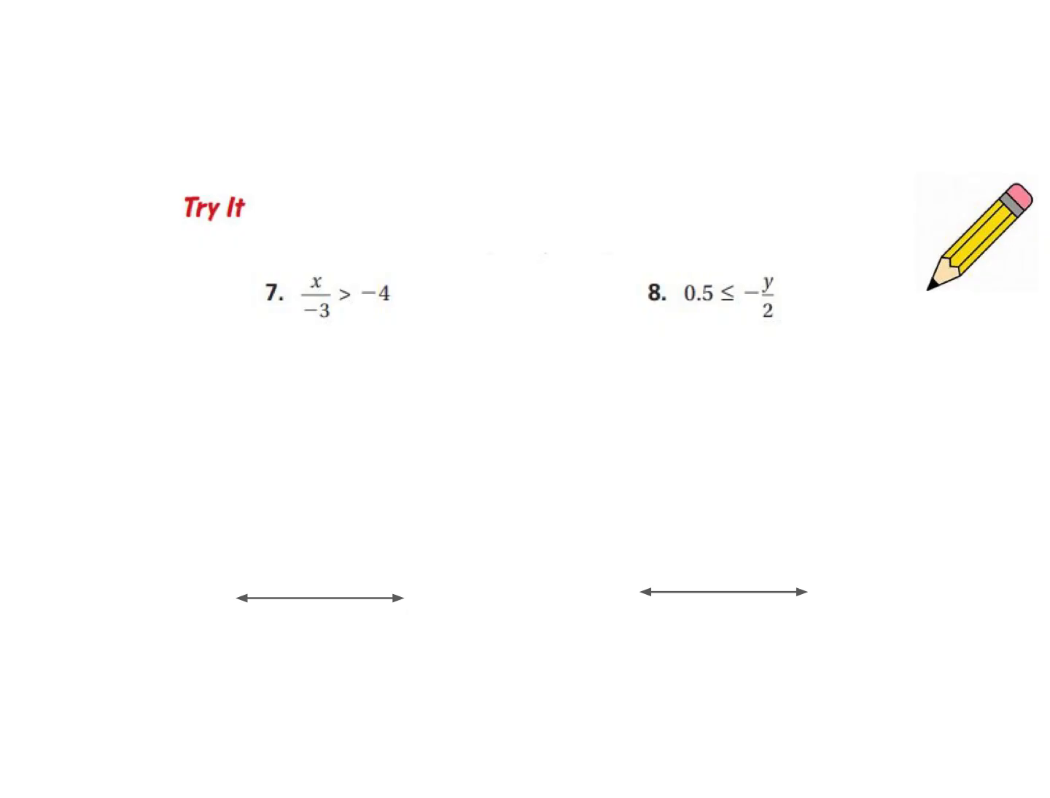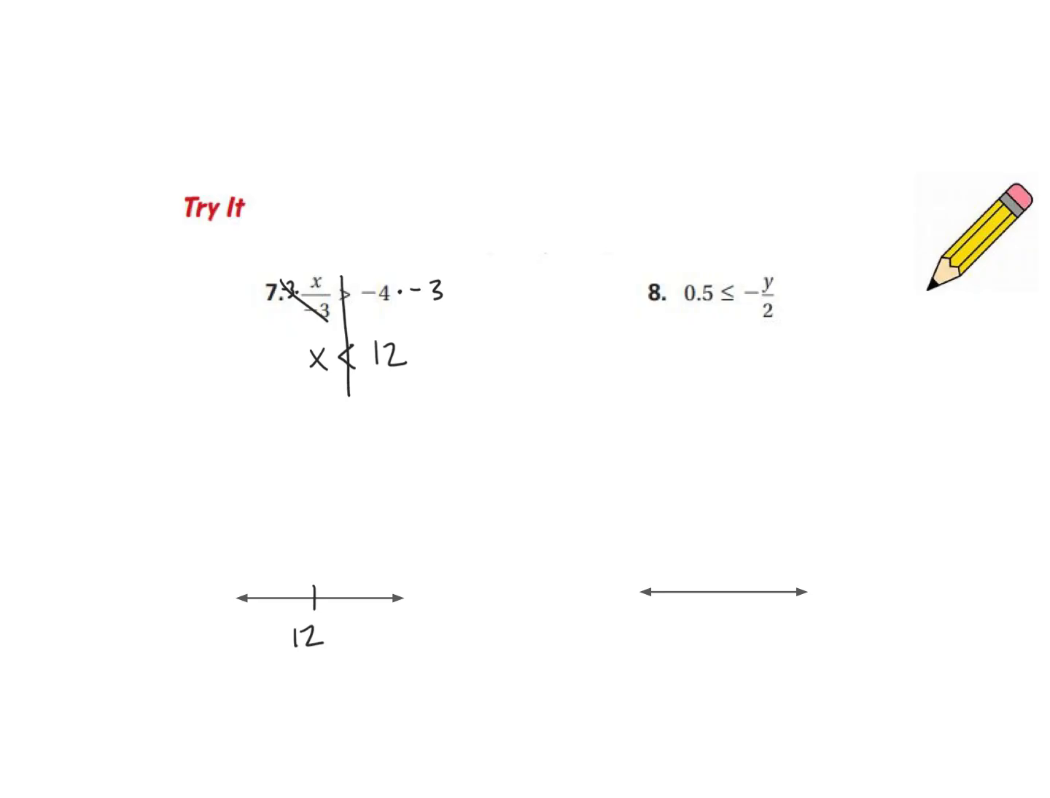All right, for number 7, I see that there's a -3 on the bottom, meaning to get rid of this, I need to multiply by -3 and multiply by -3. Alarm bells are going off. I'm multiplying by a negative. My sign needs to flip. X is left over here after those cancel out. -4 times -3 is +12.